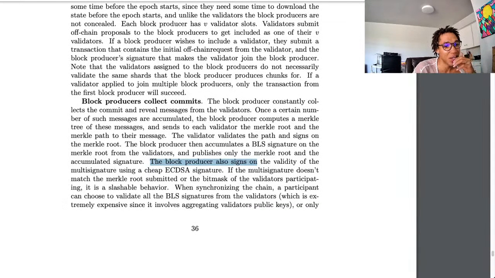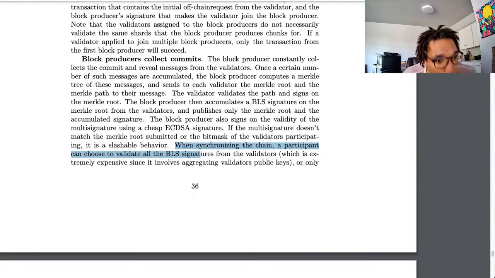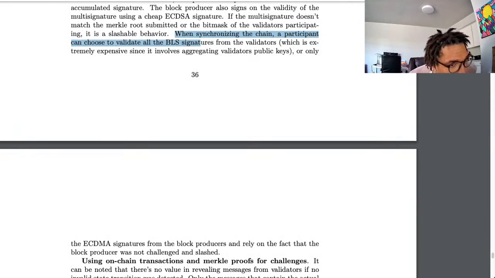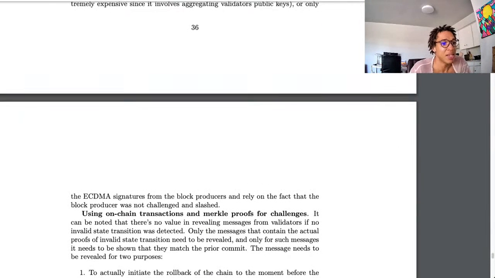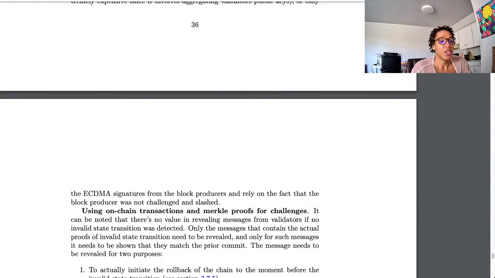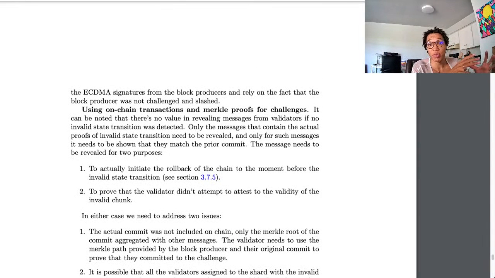When synchronizing the chain, a participant can choose to validate all the BLS signatures from the validators, which is extremely expensive since it involves aggregating validators' public keys. So you can validate everything, but it's expensive. So validators do have that choice, though, or only the ECDSA signatures from the block producers. So either you can trust the block producer or you can do it yourself, which I think is really cool.